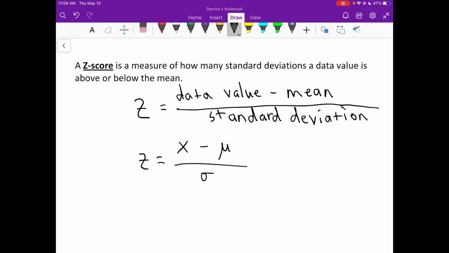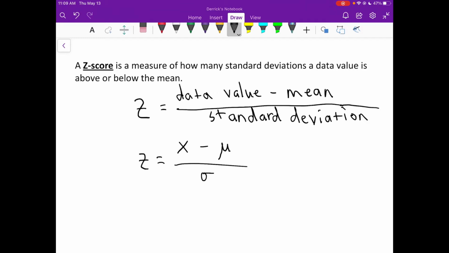Like it says here on the screen, a z-score is a measure of how many standard deviations some value is above or below the mean. Meaning, it is measuring the same type of stuff. It's still a measurement of standard deviation. The idea is, when we talked about the empirical rule, we did the 68%, the 95%, the 99.7%, but those were only specifically for the first, second, and third standard deviations, respectively.